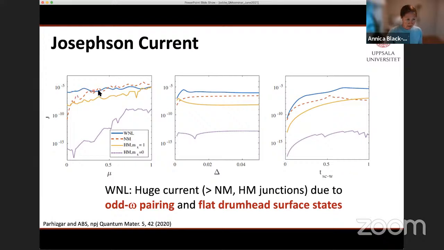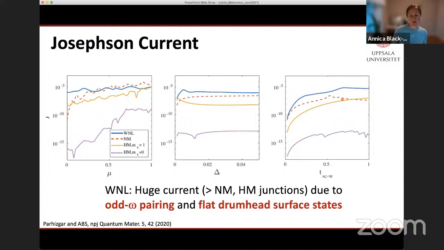So the blue line is the Weyl nodal loop material. The dashed line is a normal Josephson junction, and the best SF junctions we can get is this yellow structure here. And as you see, this is a log scale. So the Weyl nodal loop material is actually much better in all of these plots. It's even better than the normal. It actually carries more current than a normal Josephson junction. So we actually get a huge current in the system. And it's entirely coming from odd frequency pairing because there's nothing else that survives in the structure.